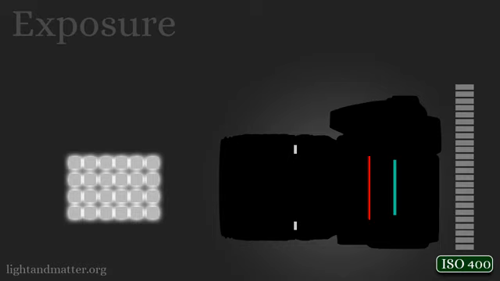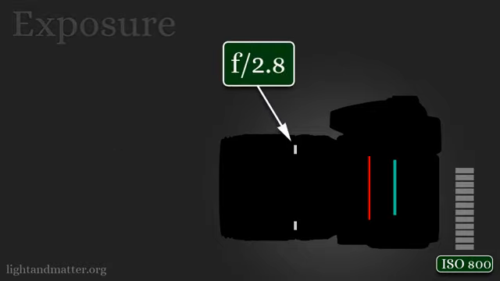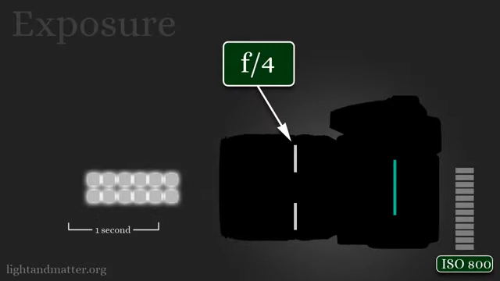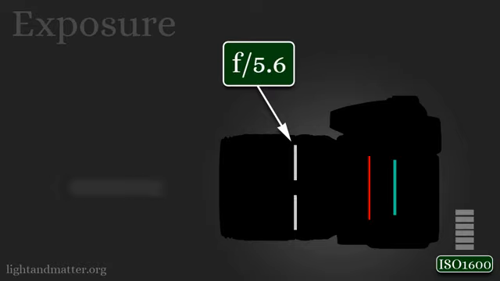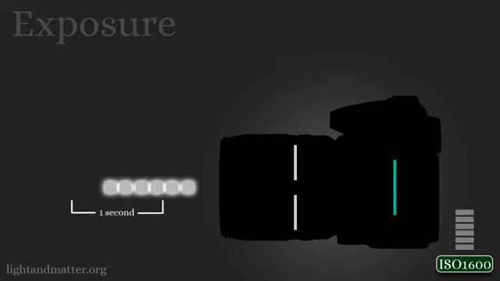But let's back up again for a moment, to where we started. 1 second, f2.8, ISO 400. If we set the aperture down to f4, there's another option. We can leave the shutter speed at 1 second, but change the ISO to 800. Now the sensor only needs half as much light, which is perfect because only half as much light is getting through the lens. And if we stop down the aperture another notch to f5.6, we can make up for it by changing the ISO to 1600.